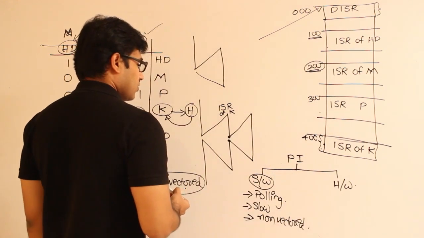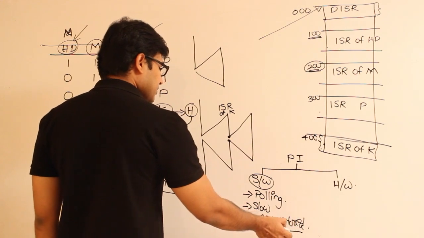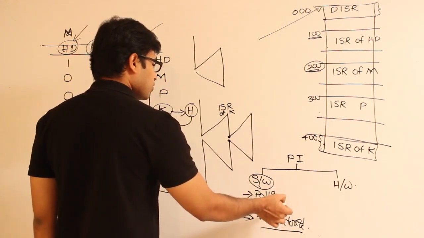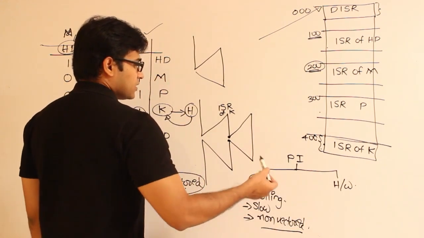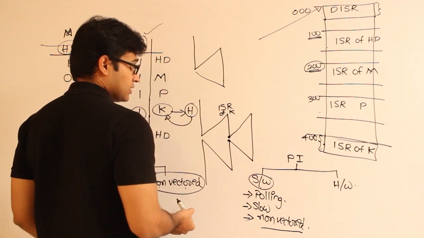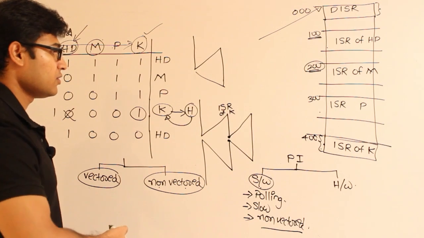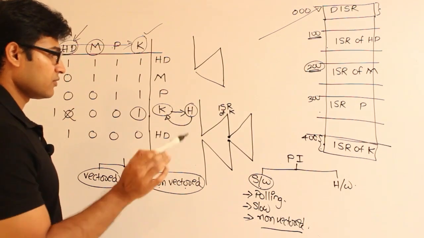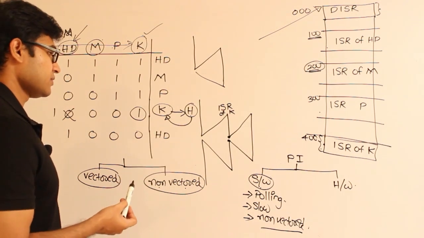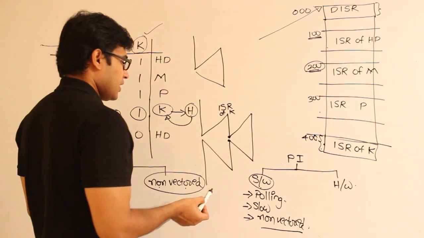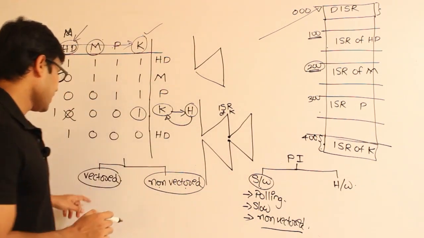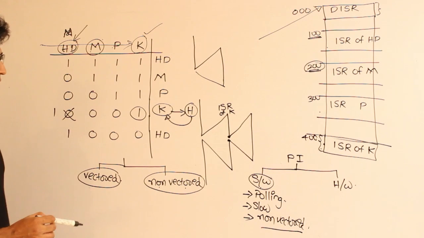So what are non-vectored interrupts? It is our responsibility to use polling to find out which device has given the interrupt, and also it is our responsibility to find out where the interrupt service routine for that particular device is, right? In case it is vectored, then there is no need for this.